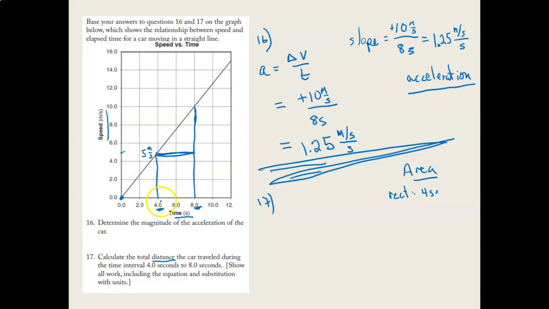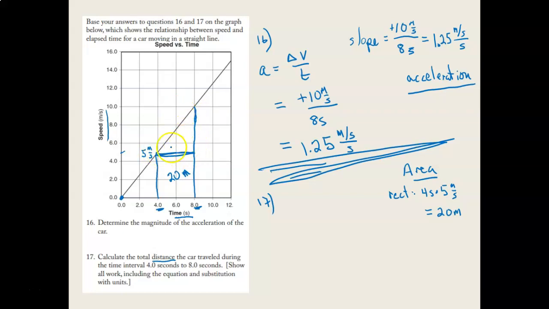Okay, so base, 4 seconds to 8 seconds. That's a 4-second time change. Height, 5 meters per second. And that gives us 20 meters. So this rectangle would represent 20 meters of distance. Okay, and then we have to add this to it as well.